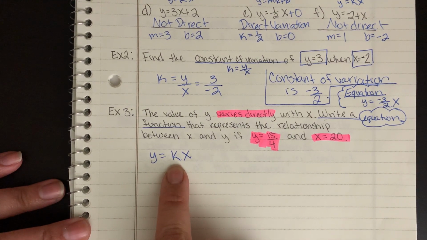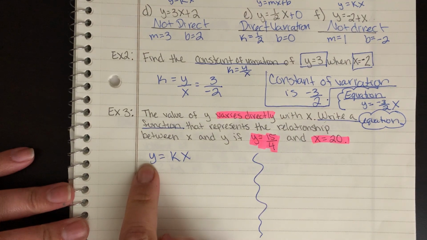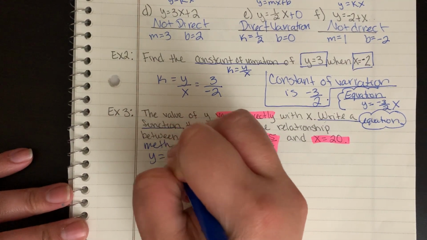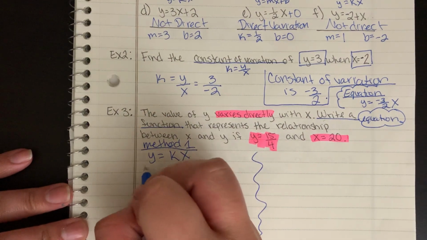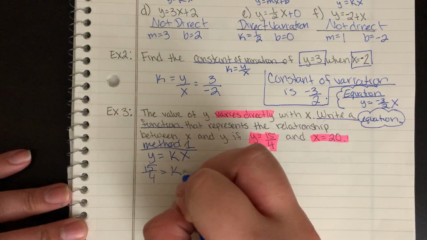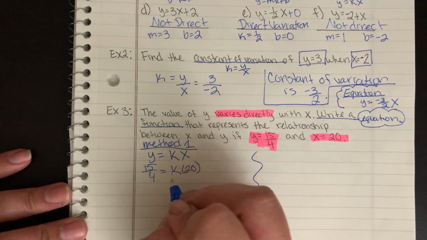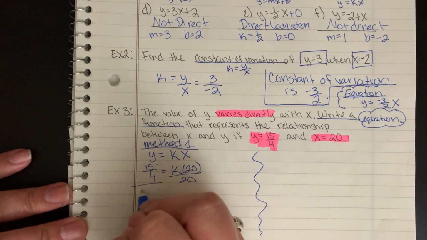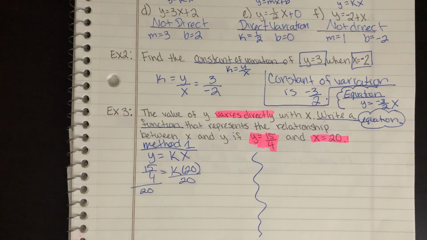So there are 2 ways you can do this, and I'm going to show you both of them, and you can pick whatever makes you happy. Okay? All right. So here's the first way. Method 1. Y equals kx. We have y, 15 over 4, equals k times x, and x is 20, times 20. So if I want to isolate k, all I have to do is divide by 20. So 15 over 4 divided by 20.